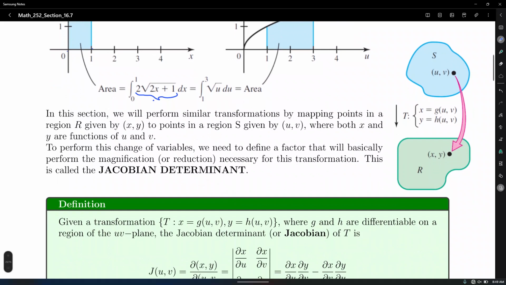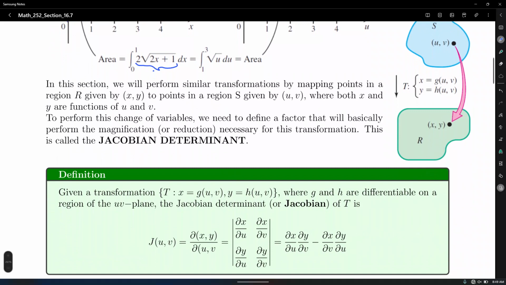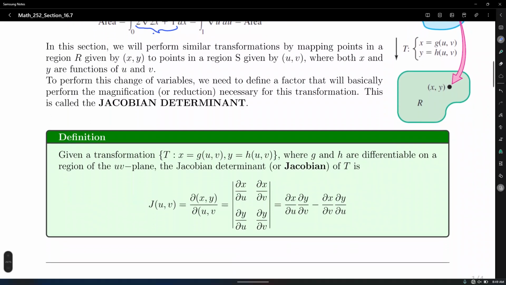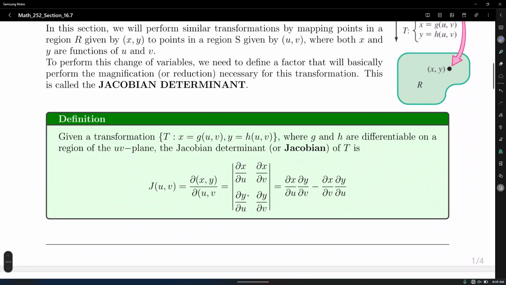What is that? If we're given a transformation to go from the world of xy to the world of uv, we need to compute the determinant of the Jacobian matrix, which is a square matrix, a 2x2 matrix for the double integral case, made of the partial derivatives of the x equations with respect to u and v, and the partial derivatives of the y equations with respect to both u and v.